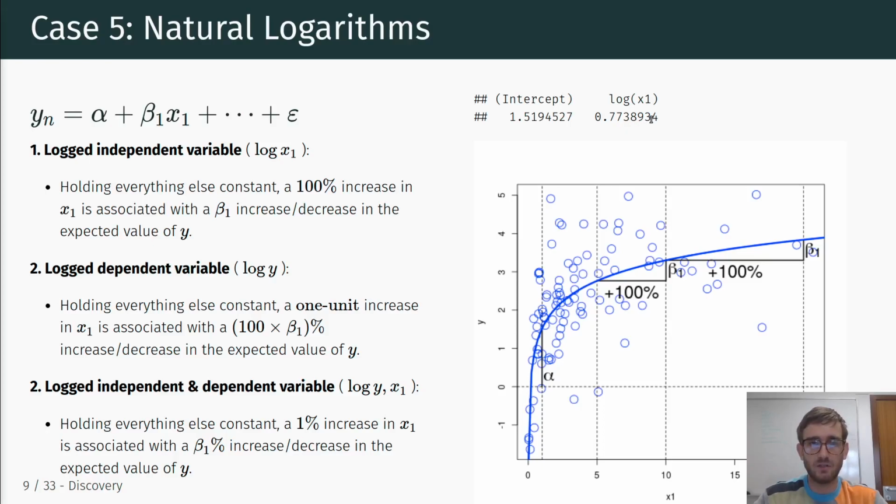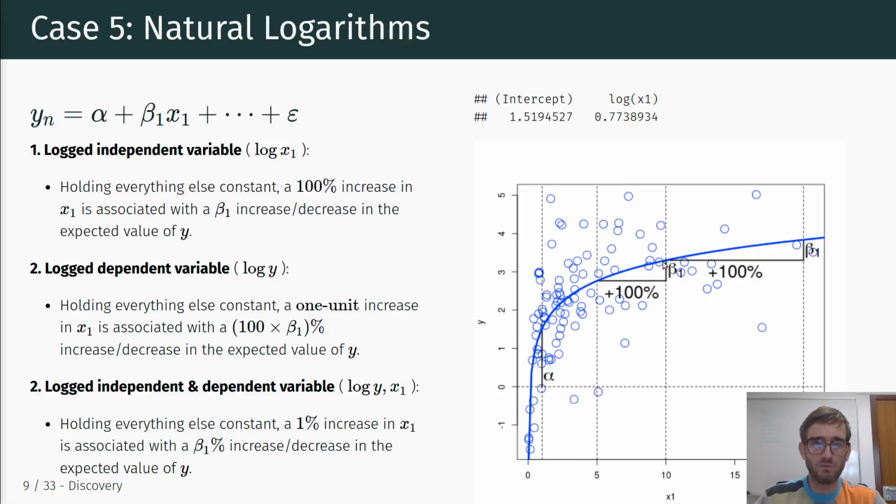And so why is that the case, or how do we interpret this? This means that depending on where you are in x1, and this is now just plotting this logarithmic fit, if you're here at x1 equals 5, a 100% increase in x1 means moving x1 from 5 to 10. That's a 100% increase in x1 from 5 to 10. And that 100% increase in x1 is associated with a beta 1 increase in y. So this change here is 0.77 on the original scale of y. Right? So moving from 5 to 10 leads to a 0.77 increase in y.